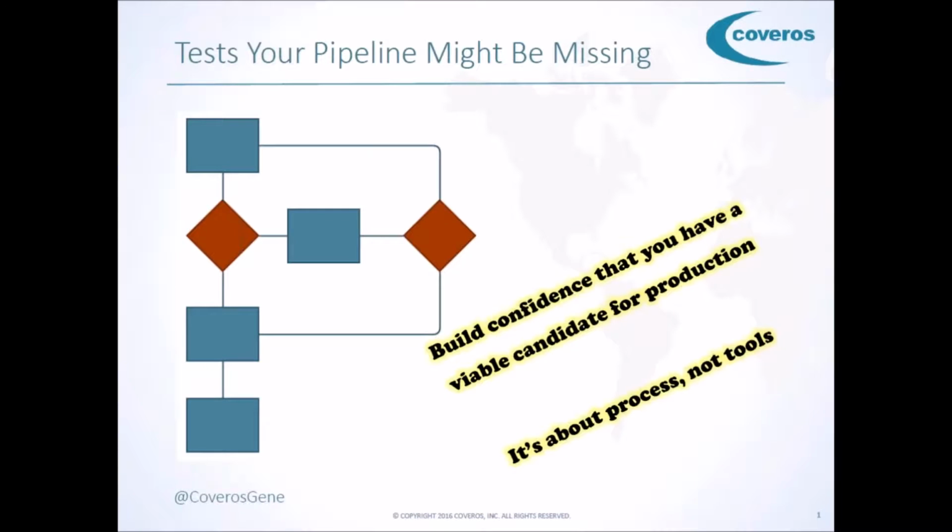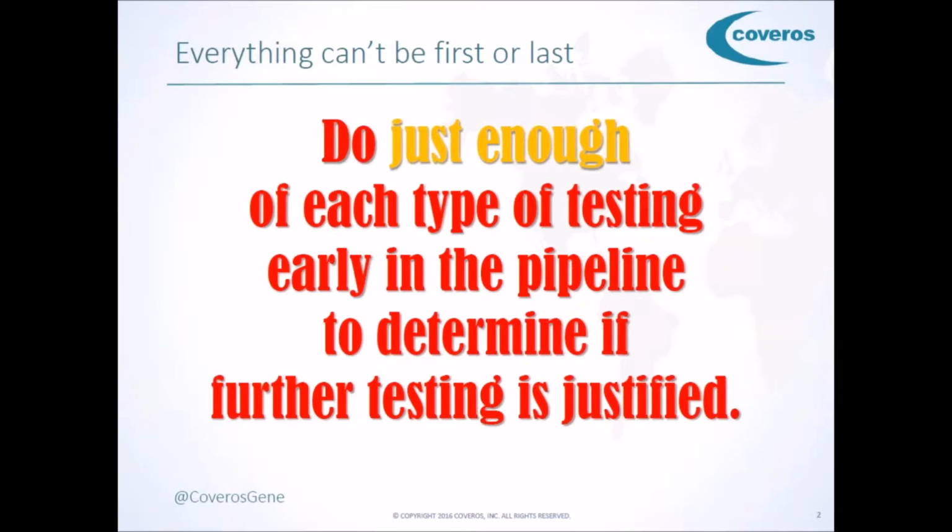So I'm going to talk about tests your delivery pipeline might be missing, things you might not have considered. The goal of your delivery pipeline is to build confidence that what you have in your build is a viable candidate for production. So this talk is really going to be about how to improve that process by adding some extra types of tests to it to help you build that confidence.